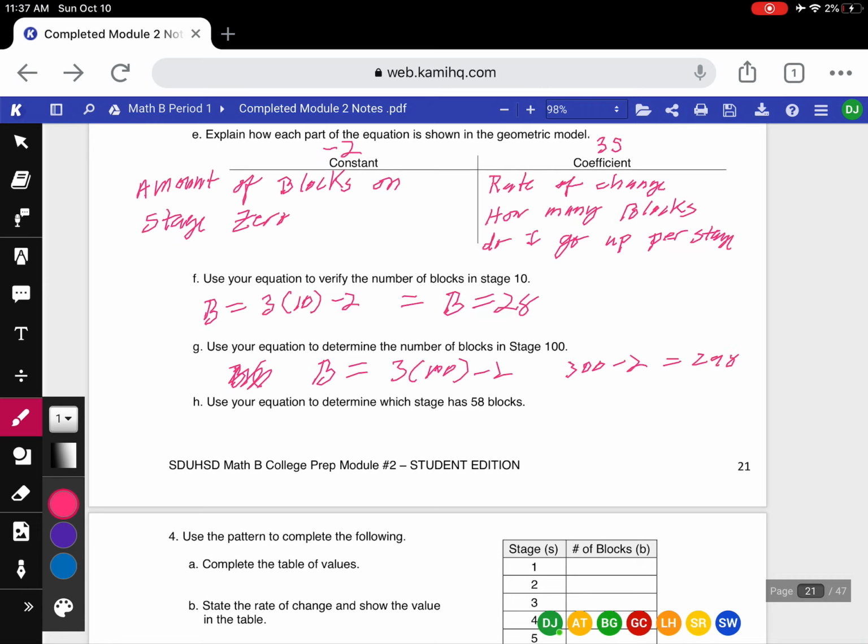Now it says on which stage will there be 58 blocks. This is a little different because my equation is B equals 3s minus 2, and it's saying I have 58 blocks. Figure out what stage that would be on. So all I'm going to do now is solve for s by adding 2 on each side to have 60 equals 3s. Then we're just going to divide both sides by 3 to have s equals 20. So on stage 20, we would have 58 blocks.